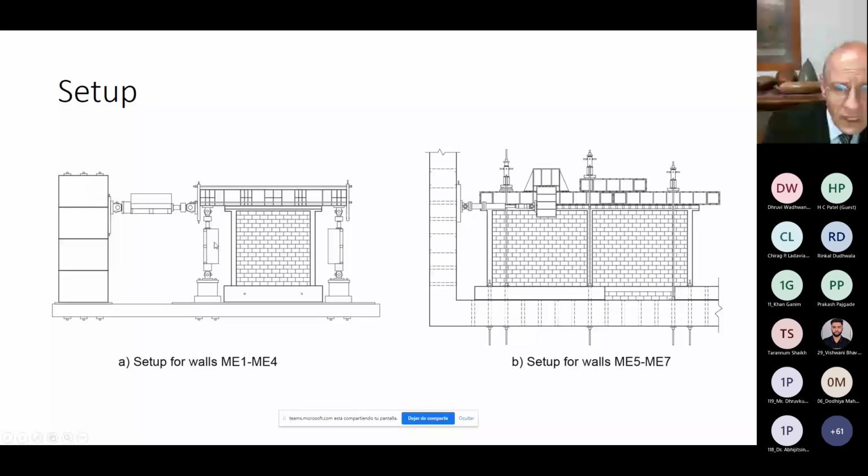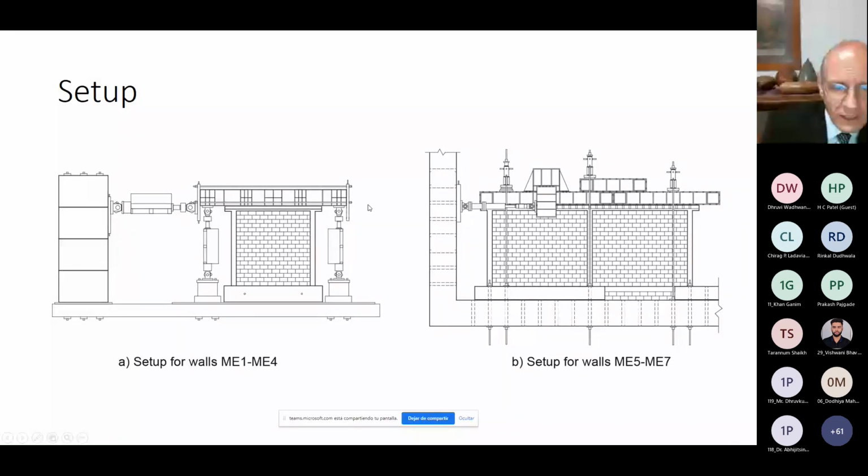This was a type of setup that we used many years ago. We don't use these vertical actuators anymore for this type of test, because we have seen that it's very easy to put some dead weight hanging on the wall so that you can apply the vertical load. These two actuators are placed here to apply vertical load, and this one is to apply the lateral load.